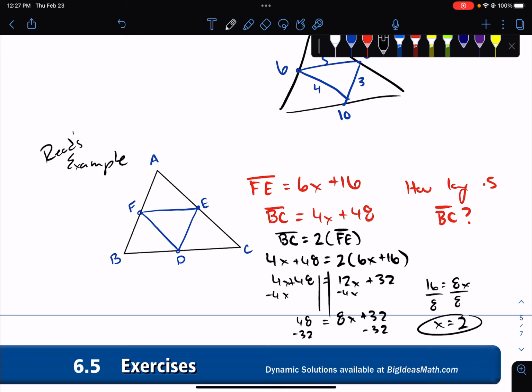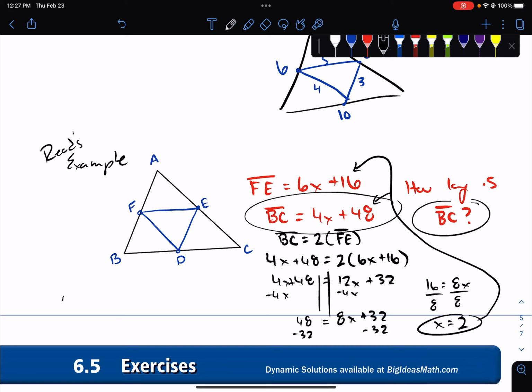It's not my answer, but if I know that x is equal to 2, I can plug that into these equations to figure out how long they are. So let's plug it into, it wants BC, so let's plug it into BC. So 4 times 2 plus 48. That's 8 plus 48, which equals 56. And if this is 56, then that means FE should be half of that, which is 28.